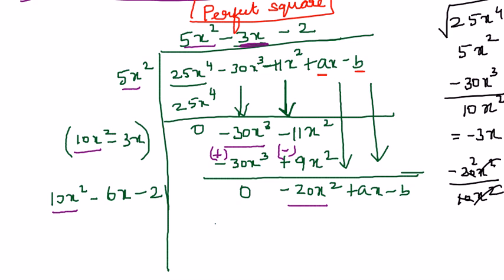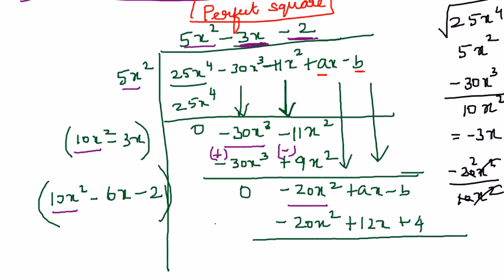Now you know what you have to do. You have to multiply this entire expression over here with the newly added term in the quotient. So 10x squared into minus 2 is minus 20x squared, minus 6x into minus 2 is plus 12x, and minus 2 into minus 2 is plus 4. Right? Now I'm going to subtract this. They are saying it's a perfect square, so I need the remainder to be 0. So when I change the sign, this becomes plus, this becomes minus, and this becomes minus, obviously, because when I subtract I have to change the sign.